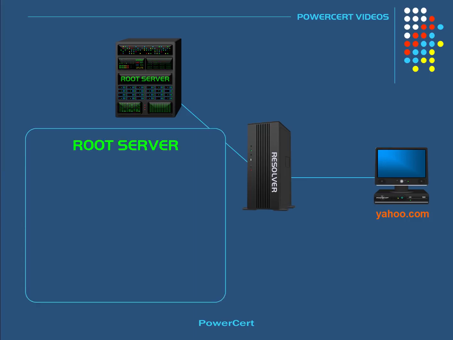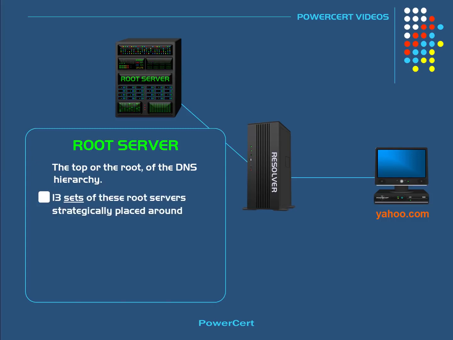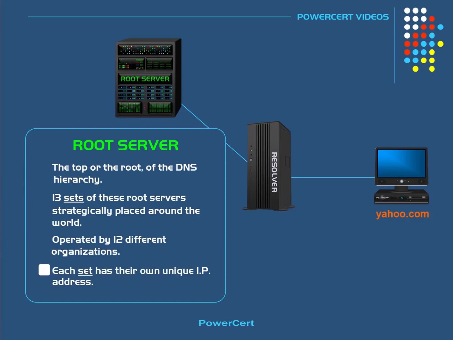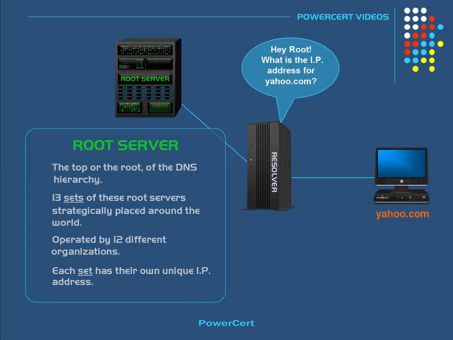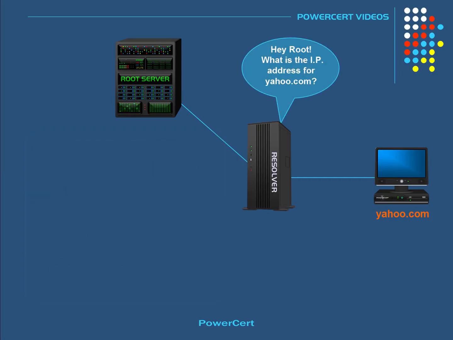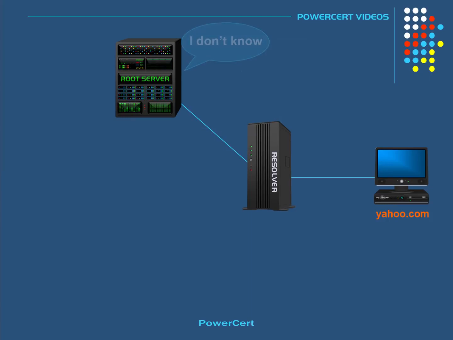The root servers are the top or the root of a DNS hierarchy. There are 13 sets of these root servers, and they are strategically placed around the world, and they are operated by 12 different organizations. And each set of these root servers has their own unique IP address. So when the root server receives the query for the IP address for yahoo.com, the root server is not going to know what the IP address is. But the root server does know where to send the resolver to help it find the IP address.